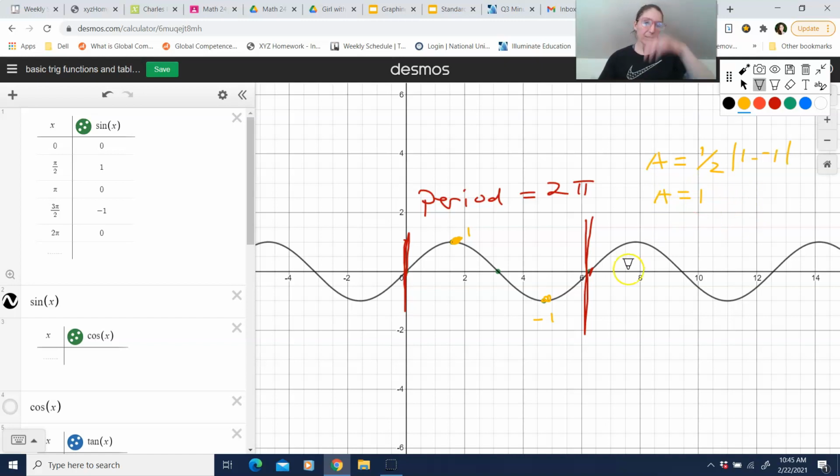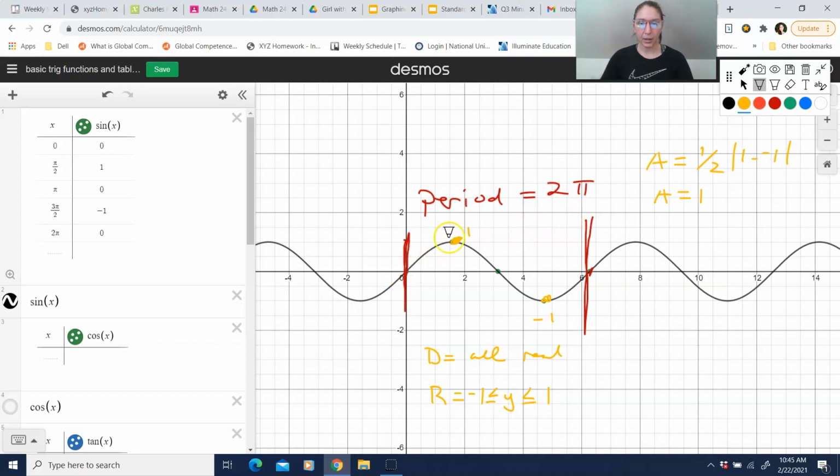Our domain here, as we see, there's no breaks, there's no asymptotes. So the domain would be all real numbers. And the range, right, the lowest point on the graph to the highest point, the lowest point is -1, the highest point is 1. So y is less than or equal to 1, but greater than or equal to -1. Okay, so that's our sine graph.